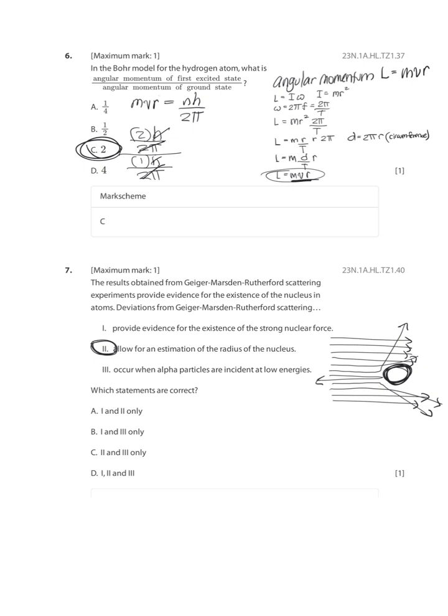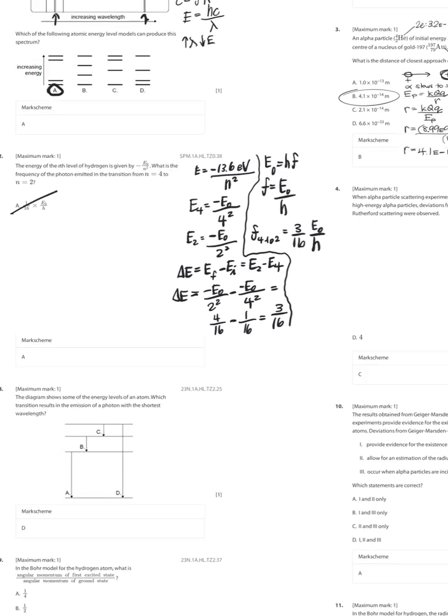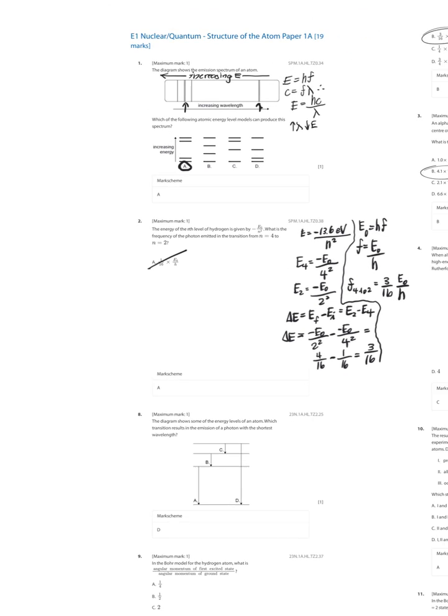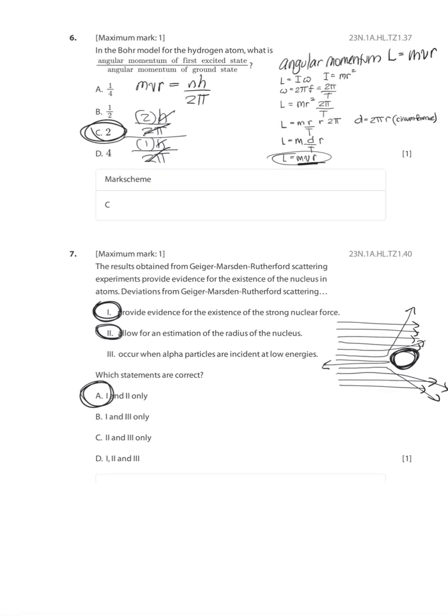It showed how the nucleus holds itself together. And the scattering does not have to happen at low energies, but it did provide evidence of the strong force, especially statement 2. So it's really 1 and 2 only, and that would be A. And the answer actually is all the way over here. Love the way it's splitting this up, but yeah. So A, 1 and 2.